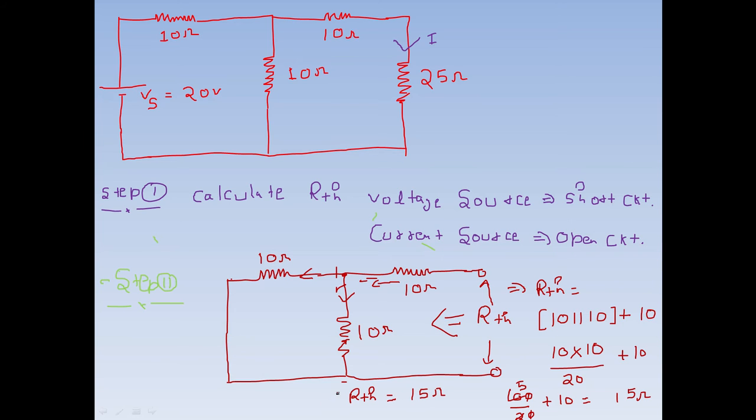So the Thevenin equivalent resistance for this circuit is 15 ohm. That is, RTH is equal to 15 ohm. This is step number second for calculation of RTH. Now we will determine how to find VTH. Now step third, to determine VTH.